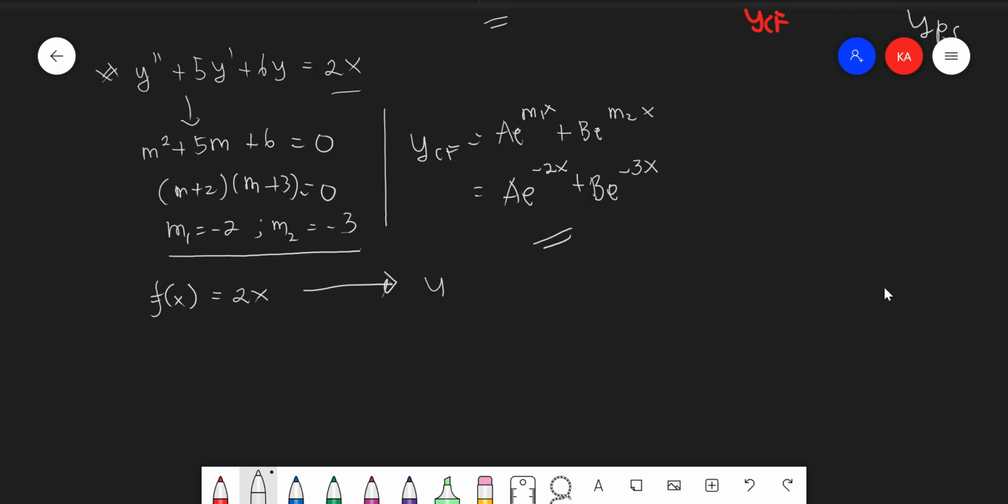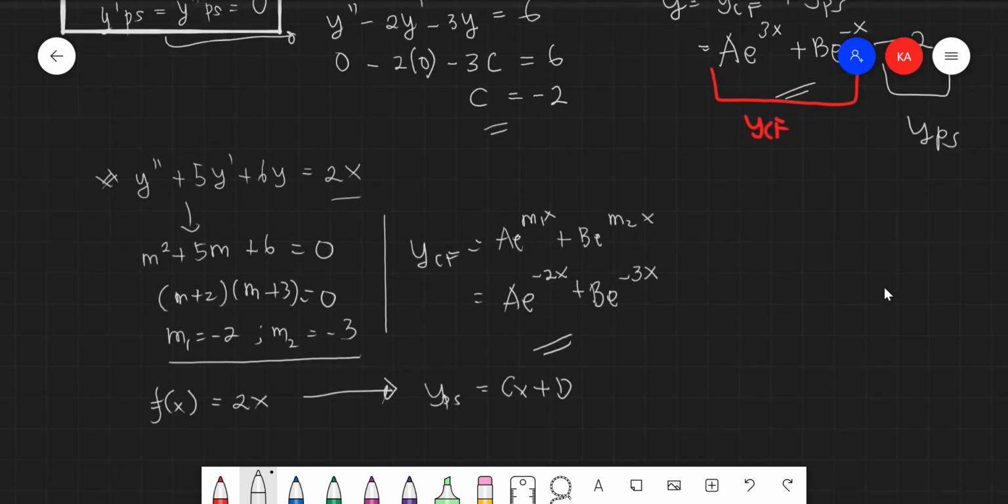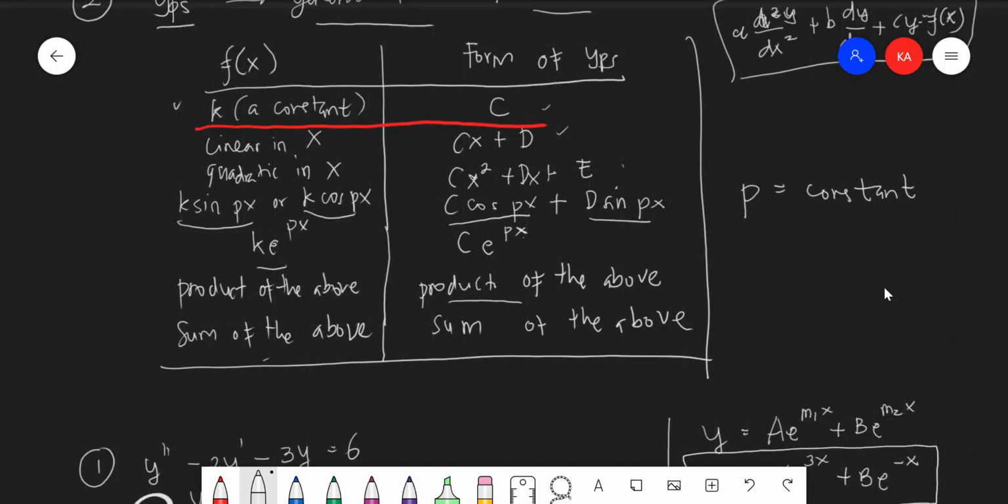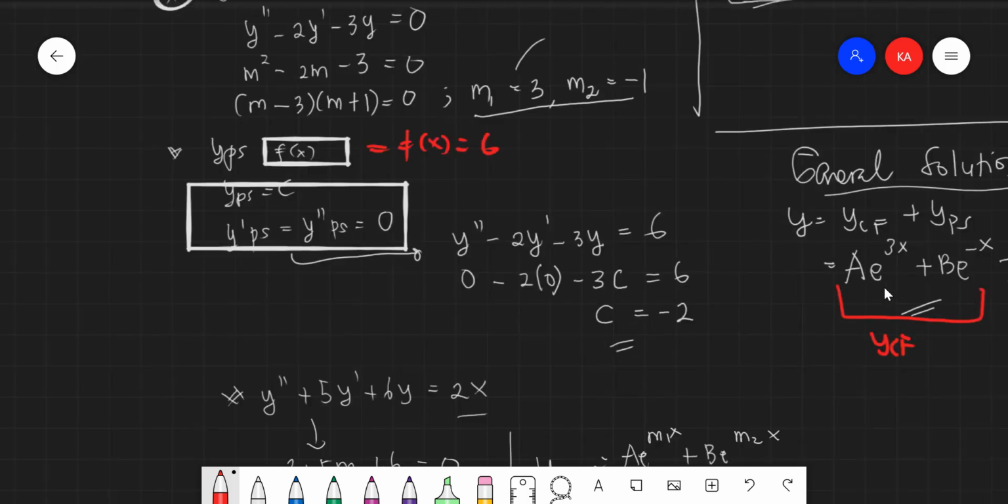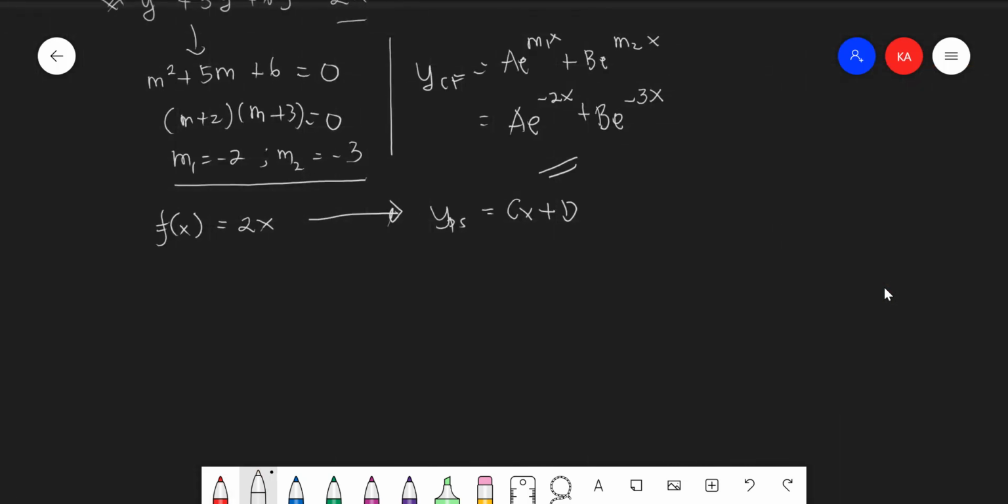So the general form of YPS, if the right side is linear in x, must be cx plus d. If this is a linear function here, the solution is cx plus d. Okay, and then y prime PS is c, the differential of this expression is c, and y double prime PS is 0.